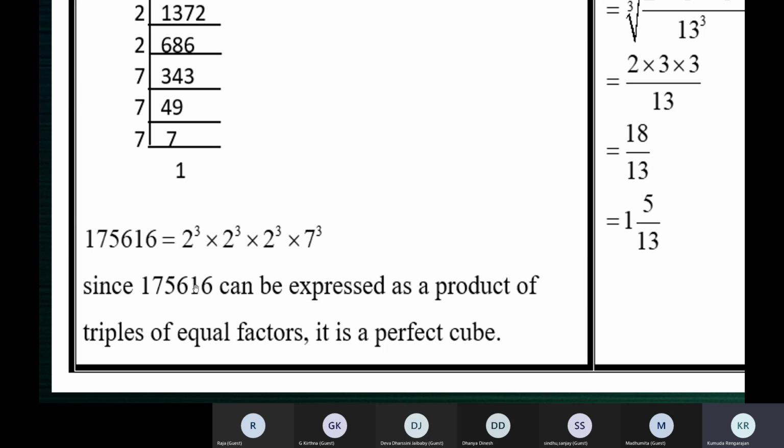Since this number can be expressed as a product, see this multiplication sign and this equal to sign, this number can be expressed as a product of triples. See, every factor occurs in triples. So since this number can be expressed as a product of triples of equal factors, it's a perfect cube.